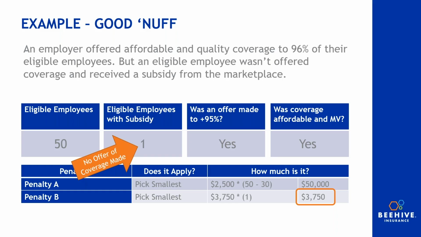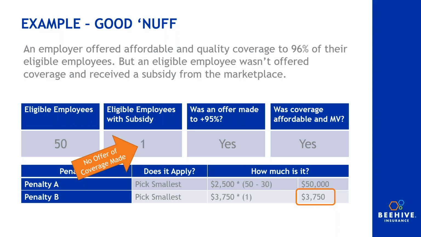So those are the penalties. And again, they are applied on a per month basis. So if this particular employee only worked for you for 1 month, you would divide penalty B by 12, and that would be what your penalty would be for the year. So those are the penalties.